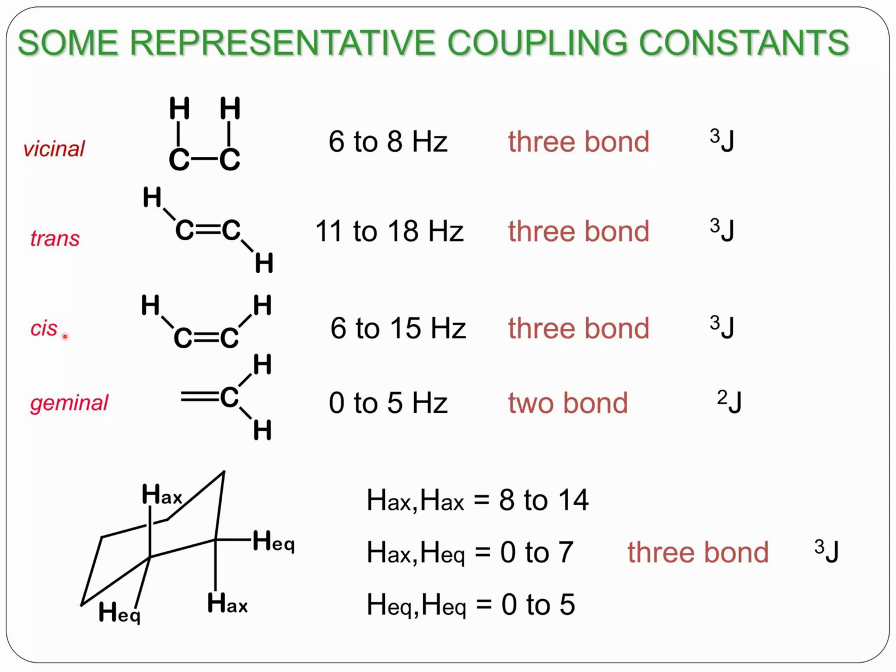For vicinal, you can see there are 3 bonds between these two hydrogens, 1 2 3, and 3 bonds between these two hydrogens, so 3J. But for geminal there are only 2 bonds between them, with two hydrogens on the same carbon, so 2J.